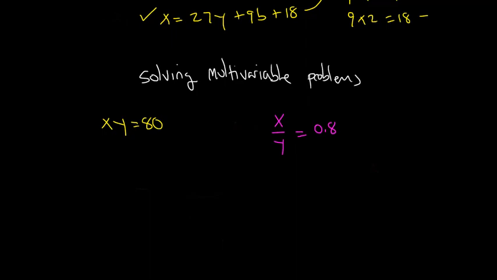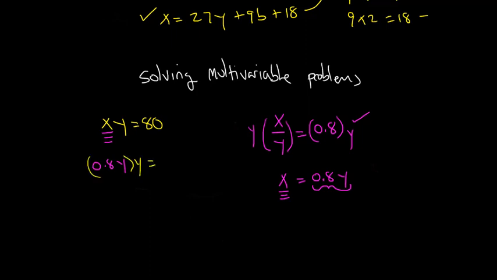The way that we want to approach this is choose one of our equations and solve for a variable. So I'm going to choose this second equation, and I'm going to solve for x. If we take both sides times y, we end up with x equals 0.8 times y. And this is useful because we know that under all conditions, x equals 0.8 times y. So we can take this value and plug it in for x in our other equation. So I have 0.8 times y, which is x, times y equals 80.